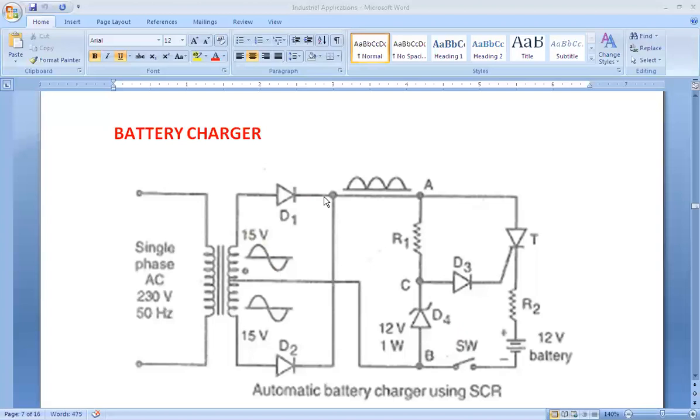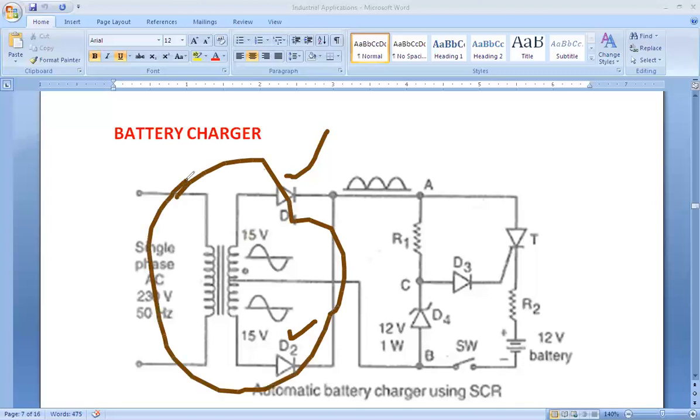So here we are using two diodes. This is diode 1 and this is diode 2. So what is the role of these diodes D1 and D2? The role of the diodes D1 and D2 is just to rectify the AC input voltage. Which AC input voltage? This 15 volt and 15 volt. So this circuit is simply a midpoint rectifier, right?